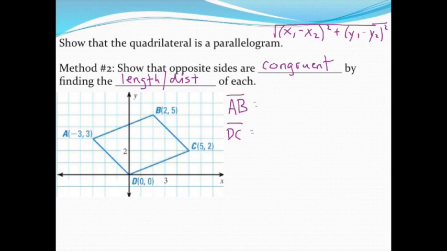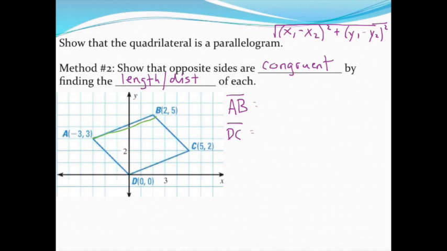A second way that we can prove a quadrilateral is a parallelogram is by using the property that opposite sides are congruent. In this example, I'm going to show that opposite sides, the top side and the bottom side, for example, are the same length or distance, and then I'll show the left and the right sides are also the same length.